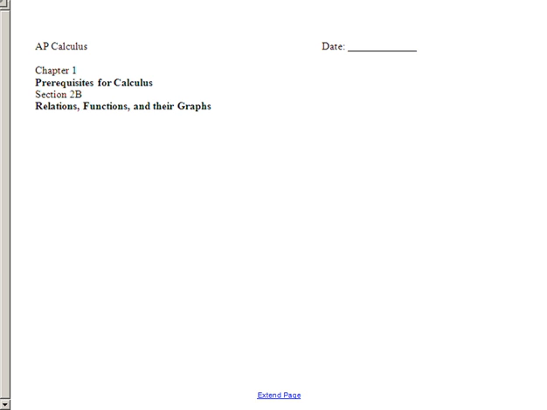This is AP Calculus, Chapter 1, Section 2. It's the second assignment from Section 2, so 2B, Relations, Functions, and the Graphs. This is how I'll name them all year long. We're going to work on a few more functions today, especially absolute value functions. So let's take a look at our first example.